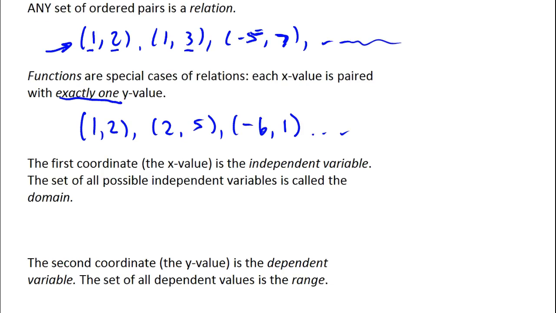Now we call the set of first coordinates, all the x values, the independent variable. That's what we plug into the function. And that set of all x values is called the domain. Notice it says all possible independent variables. I'll talk about that in just a minute some more.